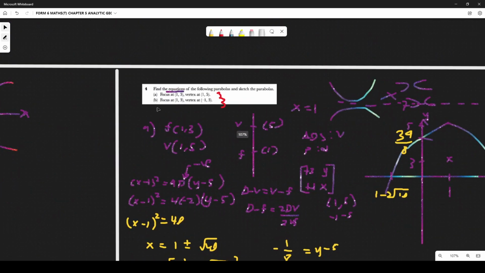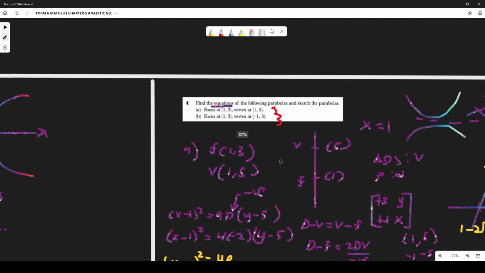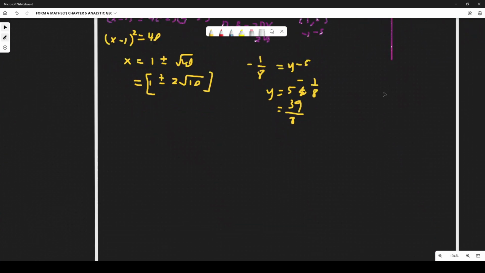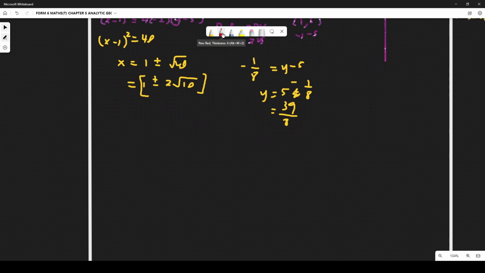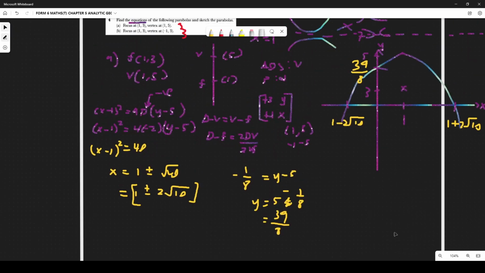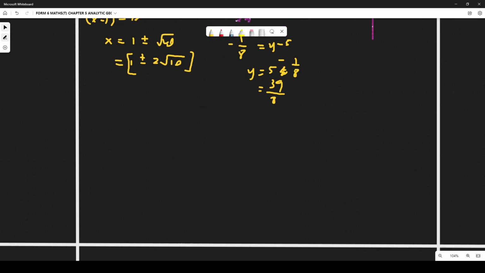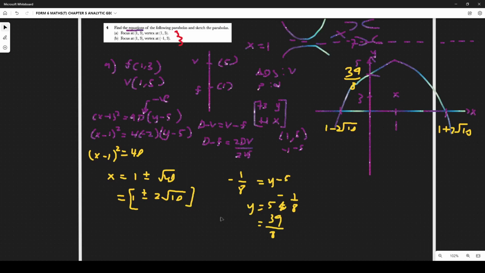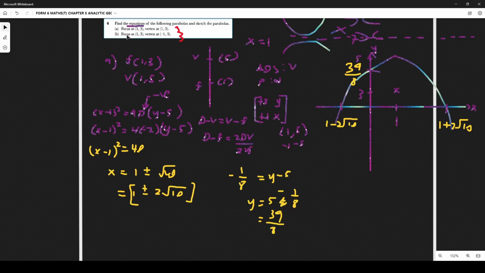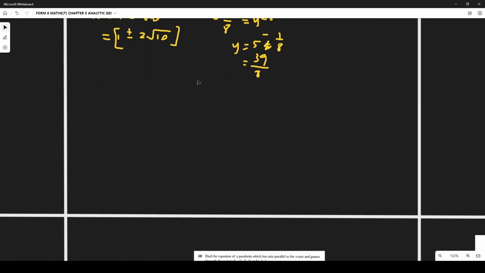How about you try B? Maybe take 2 or 3 minutes to try B since you know the steps already. Let's dissect this question. Let's get (1, 3) and (negative 1, 3). What's changing here?